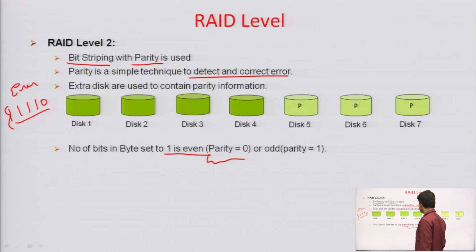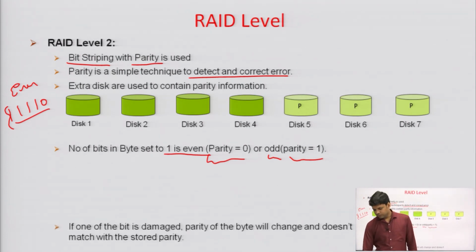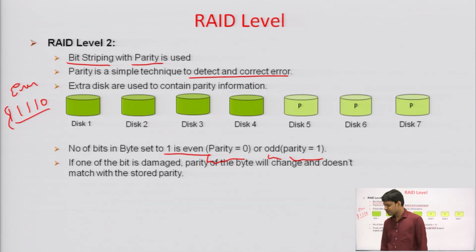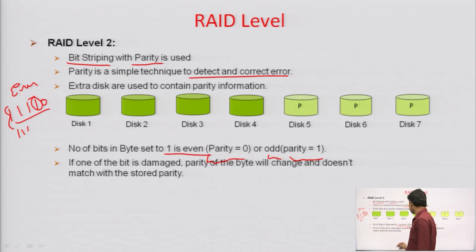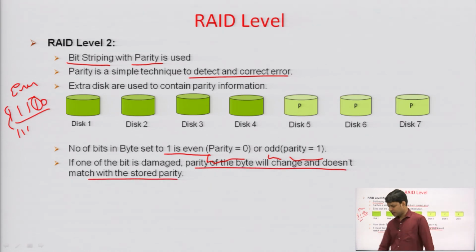If the data contains an odd number of 1s, the parity bit will show 1. If one of the bits is damaged while transferring, the parity of the byte will change and will not match the stored parity.